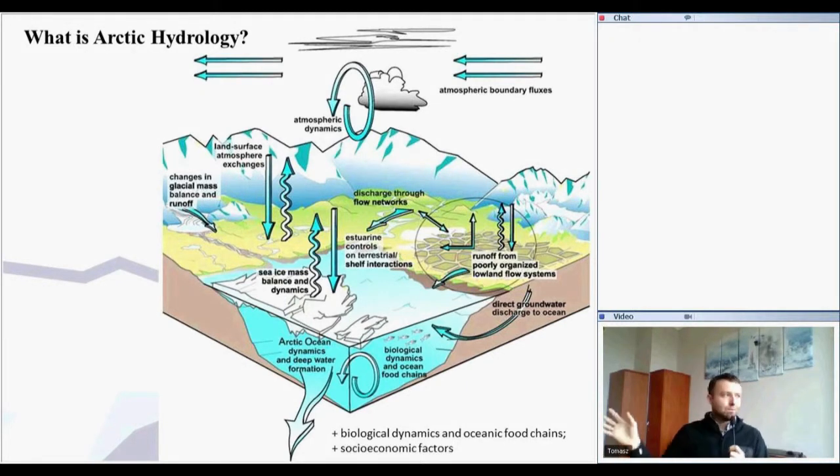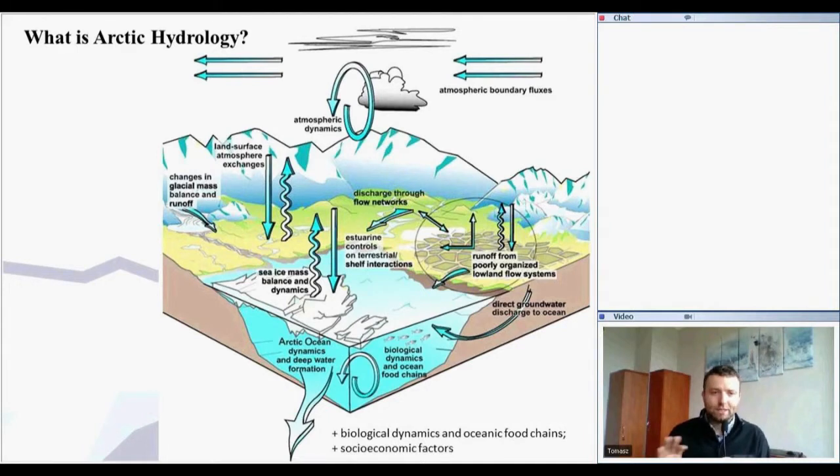There are fluxes between different zones in the Earth where water vapor is transported. Then there are atmospheric dynamic processes. So clouds, forming of clouds, precipitation, then land surface atmosphere exchanges, so this evaporation and precipitation, then changes in glacial mass balance and the runoff. So if the water is stored in solid form on glaciers, as ice or snow, then there is also runoff when the water melts.